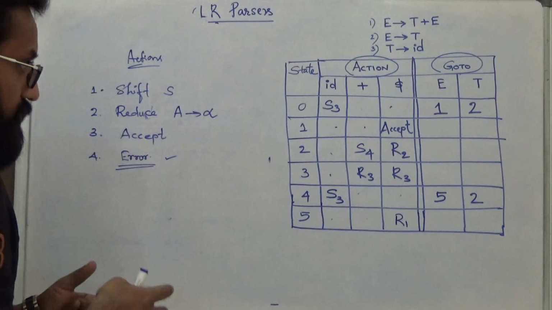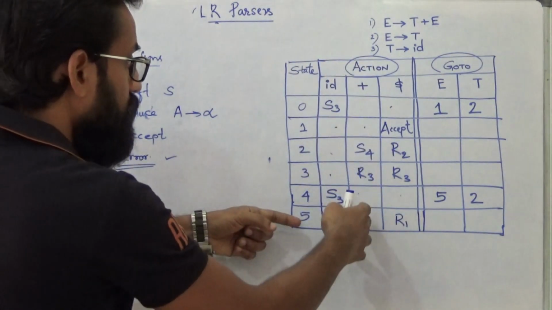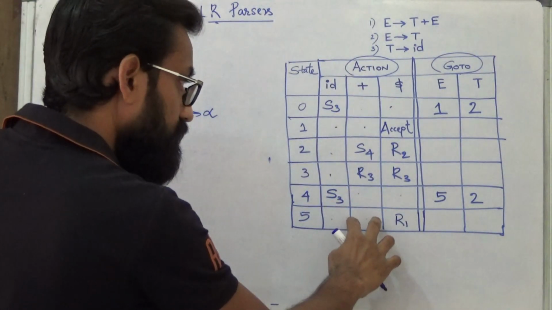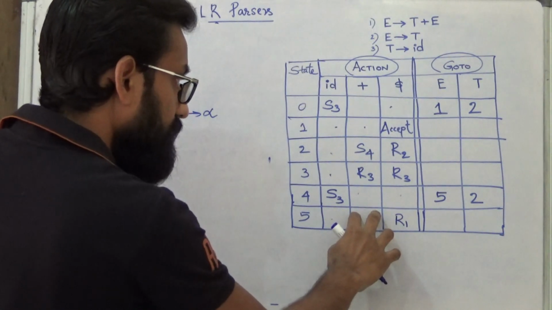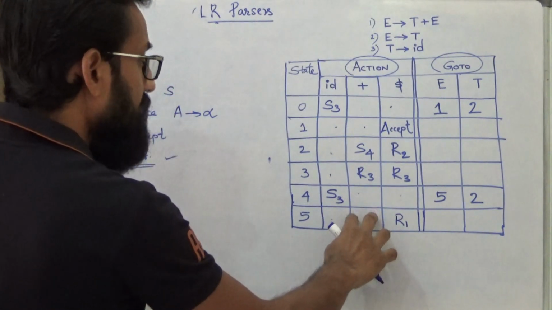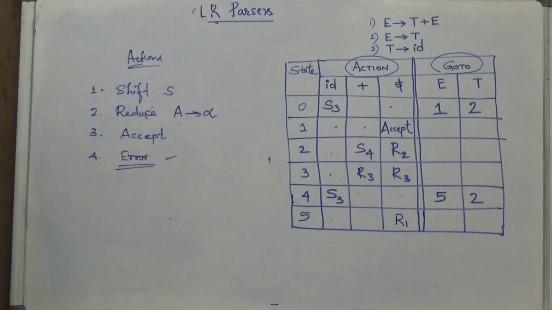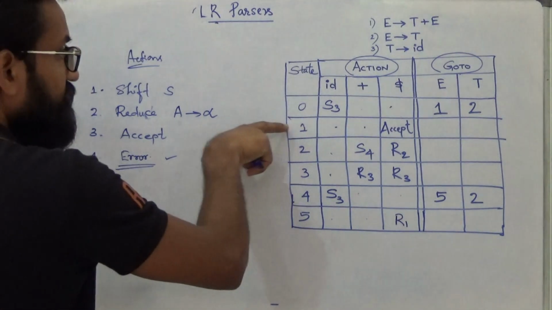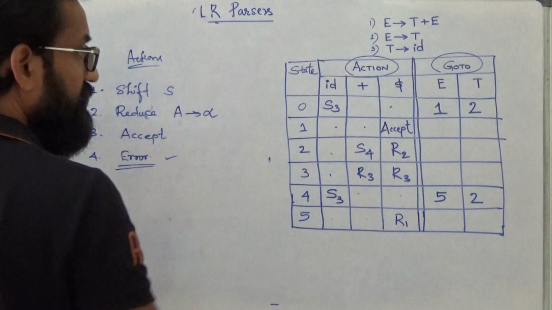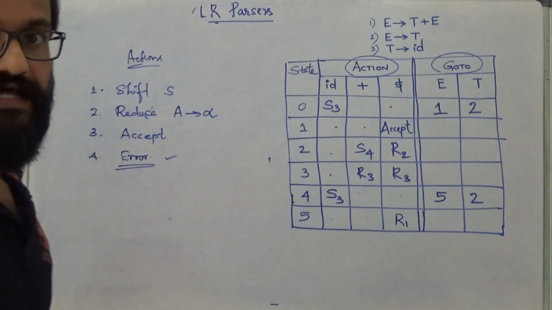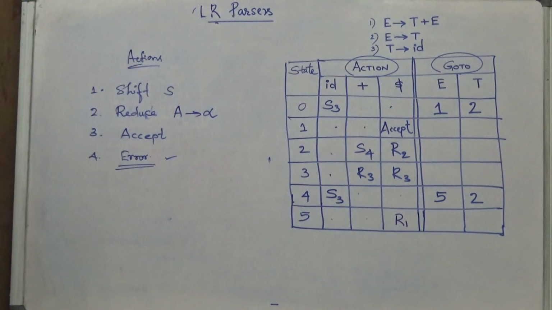So depending upon the row and depending upon the column, if it moves to a blank entry, then at that time the driver routine will report an error. And if the driver routine accesses a location containing accept, then that string will be considered a valid, syntactically correct string.